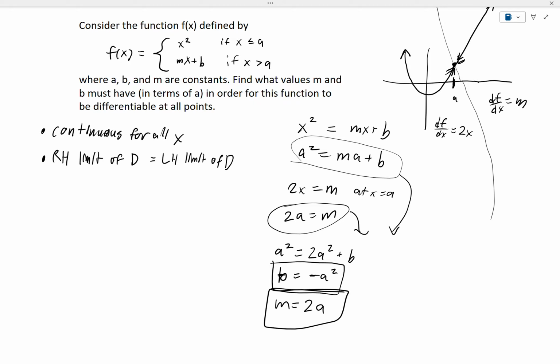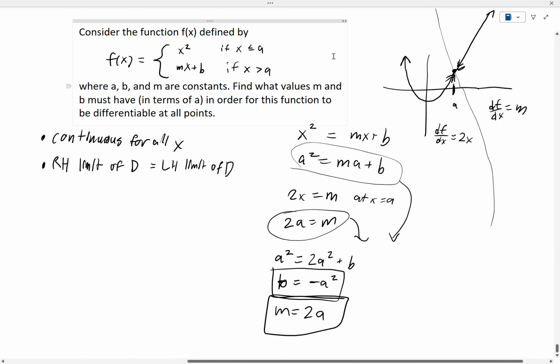So that's the value for m and b that will make this function differentiable at some general x equal to a. In other words, you give me an a value, and I can tell you what m and b are supposed to be in this linear equation right here, such that the function is differentiable at all points, including x equals a.